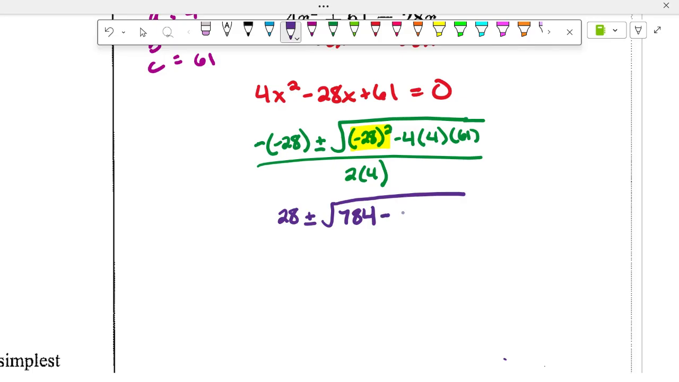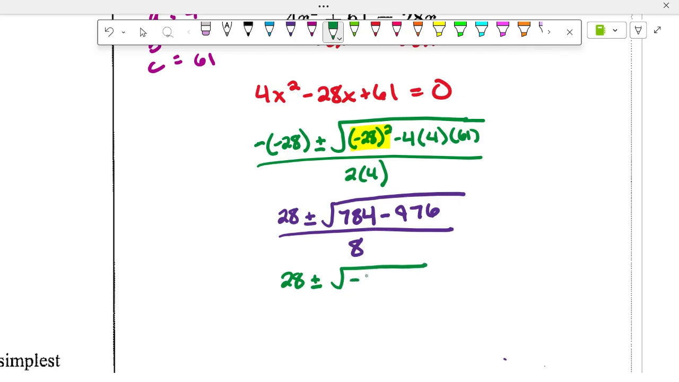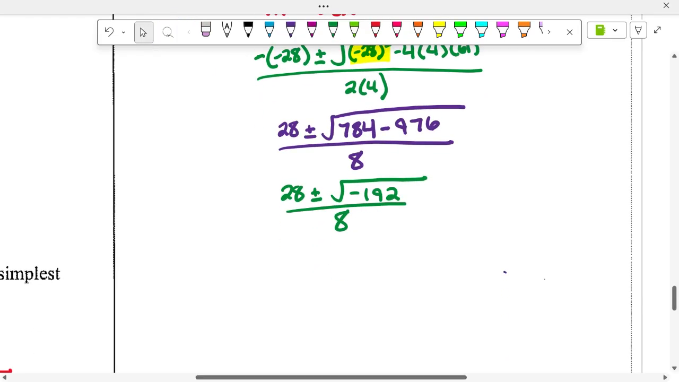And then what's the second number? So negative 4 times 61. Negative 976, all over 8. So this would be 28 plus or minus the square root of negative 192, all over 8. Now, 192 can most likely simplify.